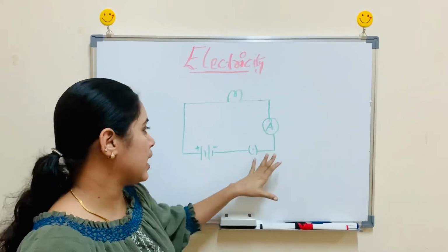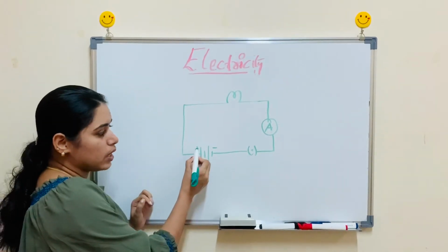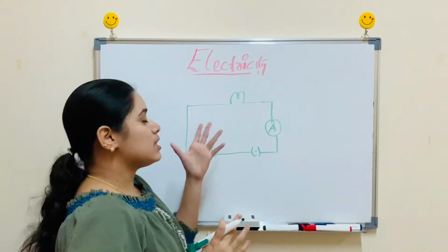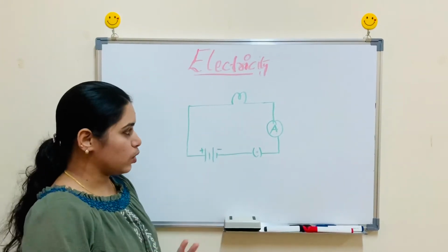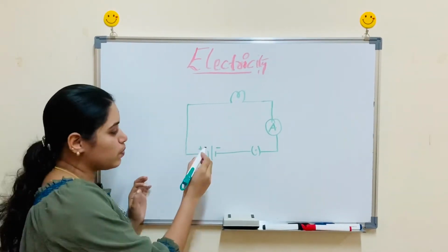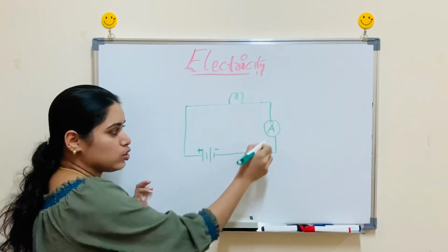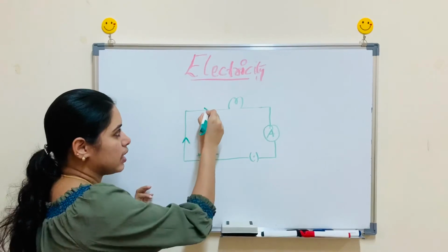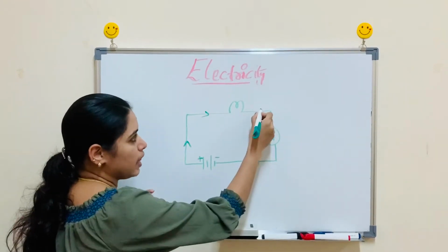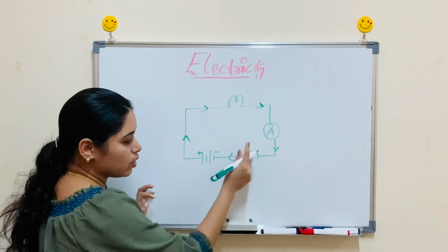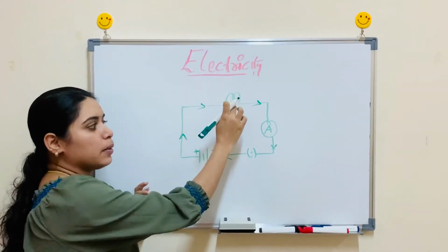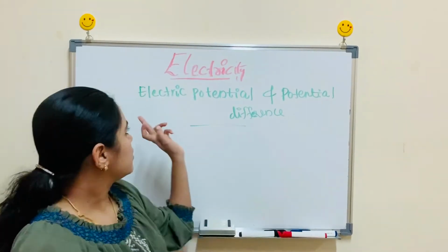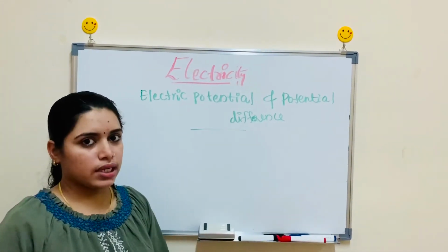Here it is a bulb, key, and this is the cell. This is the positive terminal of the cell and this is the negative terminal of the cell. Then what is the direction of electric current through this circuit? Electric current will always flow from the positive terminal to the negative terminal. So we can indicate the direction of electric current like this, starting from the positive terminal and moving towards the negative terminal through this bulb and ammeter.